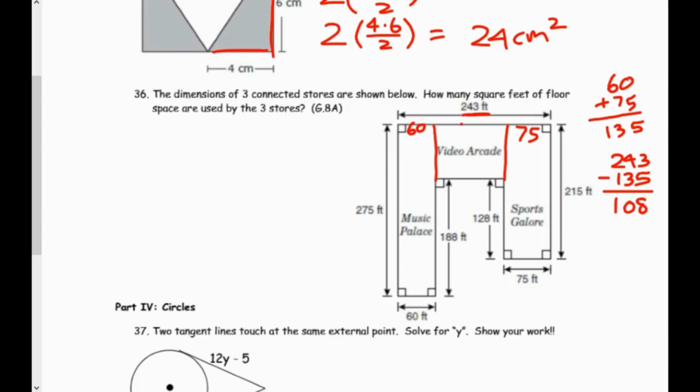So this right here is 108. Alright. And then the other thing I need to find out, if this whole thing is 215, and this is 128, 215 minus 128 gives me 87. So that means that this right here is going to be 87.